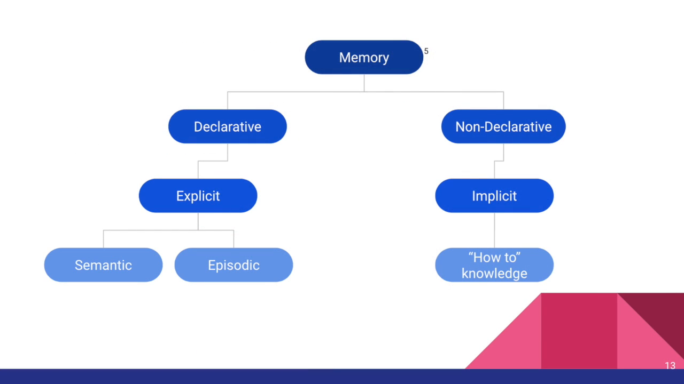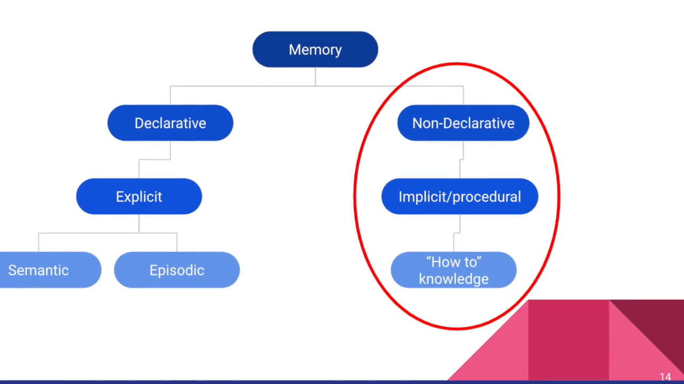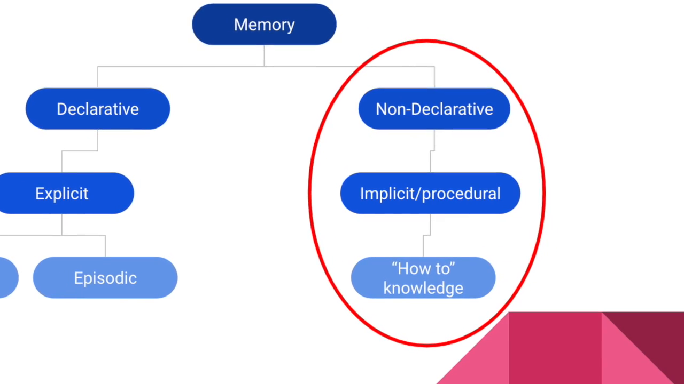Memory is broken up into declarative and non-declarative. Declarative is our explicit memory, which is comprised of semantic memory, facts that we remember, and episodic memory, remembering personal events. Non-declarative memory is our implicit memory or how-to knowledge, like how to ride a bike, brush our teeth, or go for a walk. The strategies that we are going to talk about are aimed at improving the implicit memories.